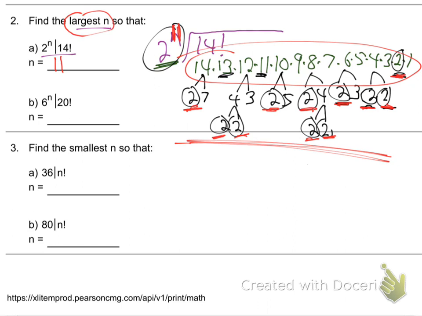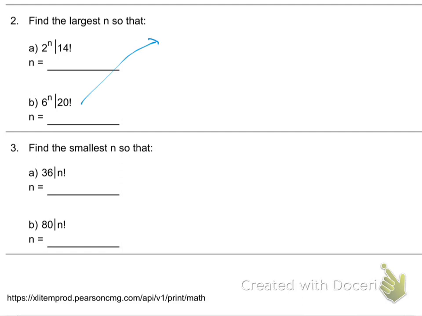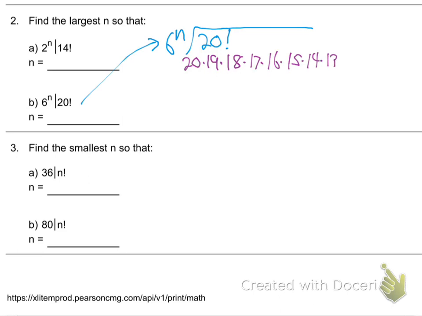All right, let's try part B. Now, part B is kind of the same thing, but even a little more tricky. We're saying, what power on a 6 will go into 20 factorial? We better get a fresh screen here. Okay, so what power on a 6 can go into 20 factorial? So we're going to have to break down that 20 factorial. So 20, 19, 18, 17, 16, 15, 14, 13, 12, 11, 10, 9, I'll bring it down here, 8, 7, 6, 5, 4, 3, 2, 1.